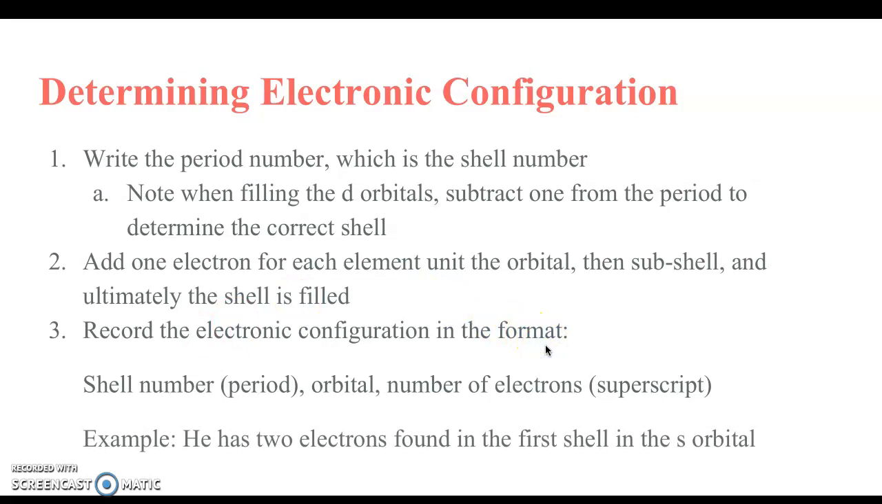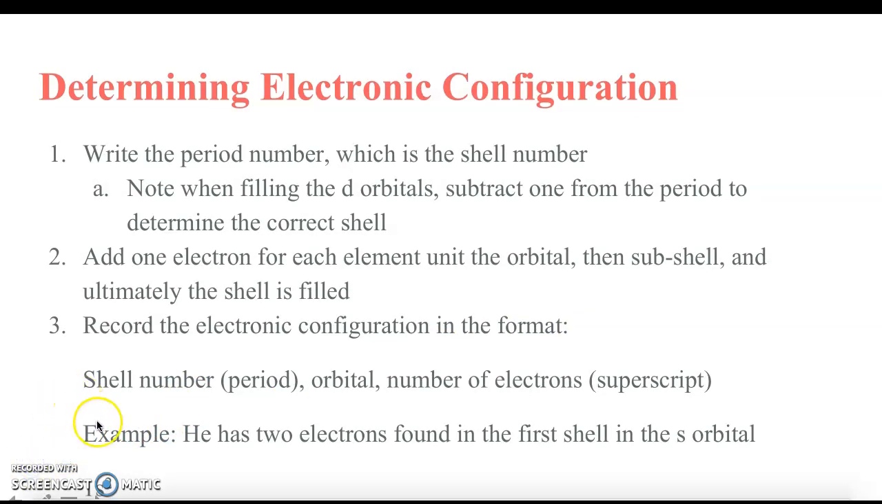For example, helium has 2 electrons found in the first shell in the s orbital, and it would have the electron configuration 1s2. Once again, the 1 is the shell, s for orbital, 2 for the number of electrons inside of that orbital, and this is pronounced 1s2.